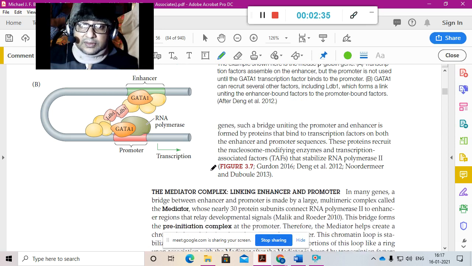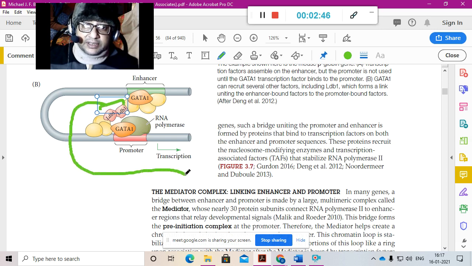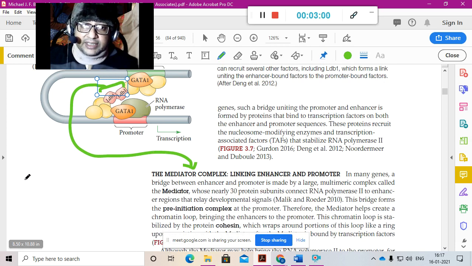So this type of complex, LDB1 and LDB1, is known as the mediator complex, and all these orange boxes are the mediator complex. What they do is link the enhancer and the promoter, and this is what you find here. This is basically the pre-initiation complex which is formed over here.